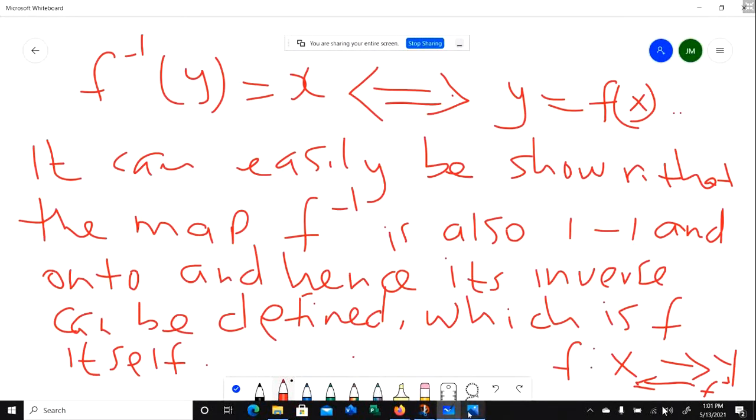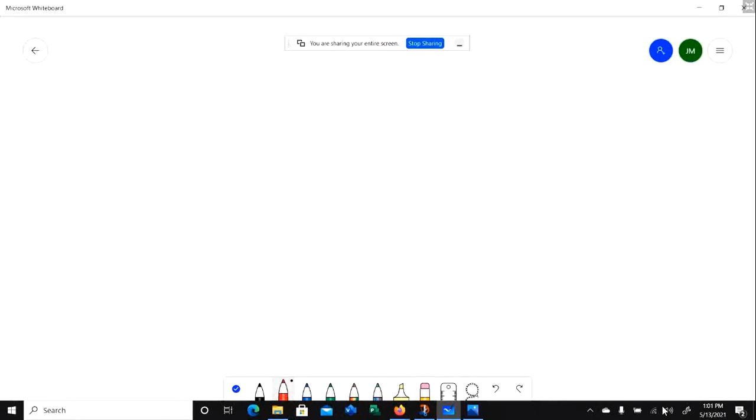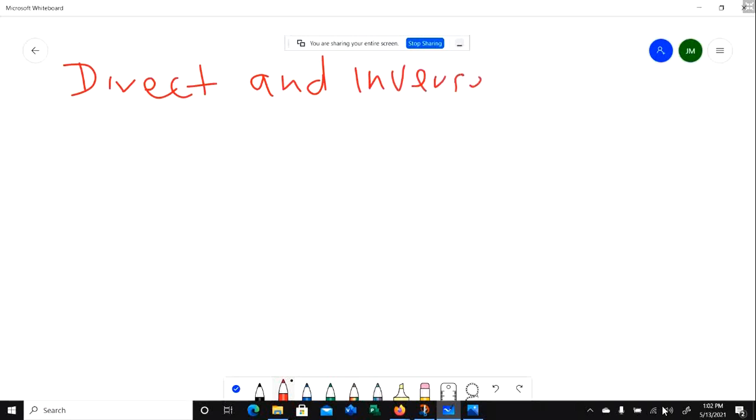So that's on mappings. Again, we have what we call the direct and inverse images. Let's say something about direct and inverse images of a given map.